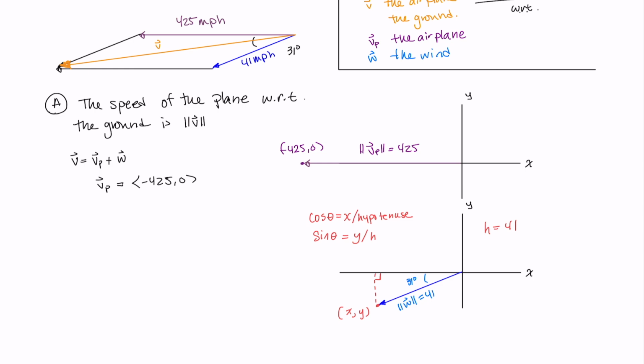So then to find x, we know that x is going to equal our hypotenuse times cosine of theta. So x is equal to 41 cosine of 31 degrees.